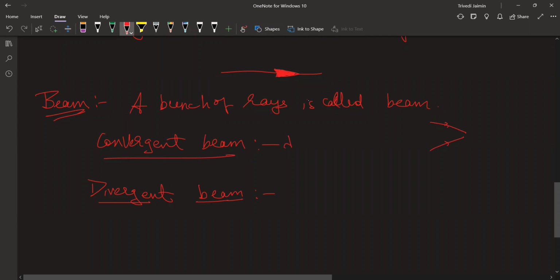What happens? The diameter decreases. They come together and meet at a point. Yes, they come together, but if someone asks to define this, we cannot write these words. We need to use proper words. The meaning is correct, but if it is a definition, we need proper words.